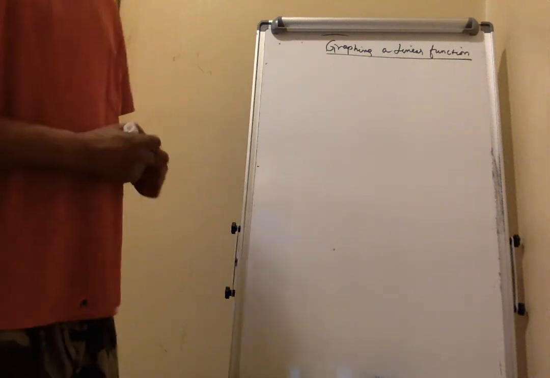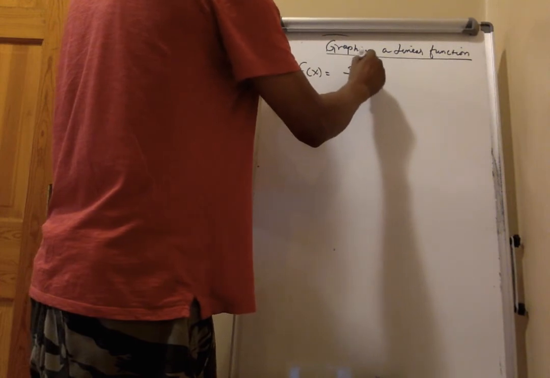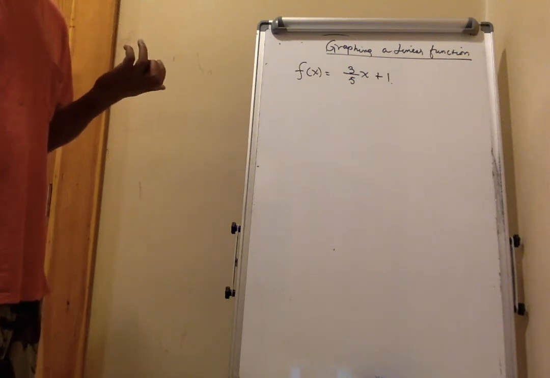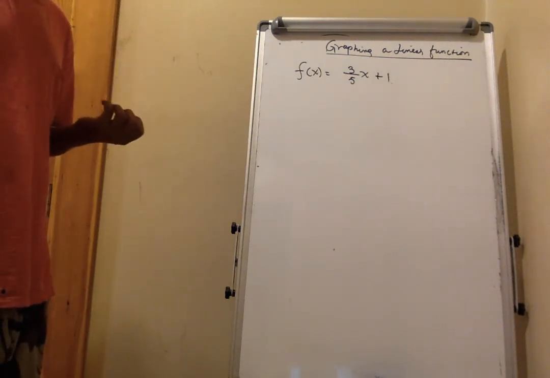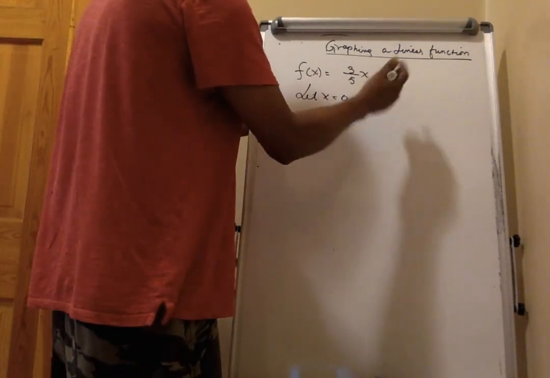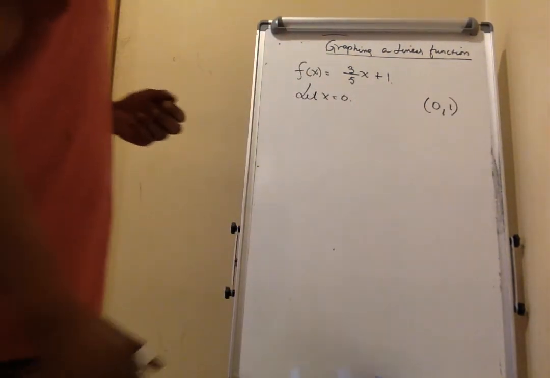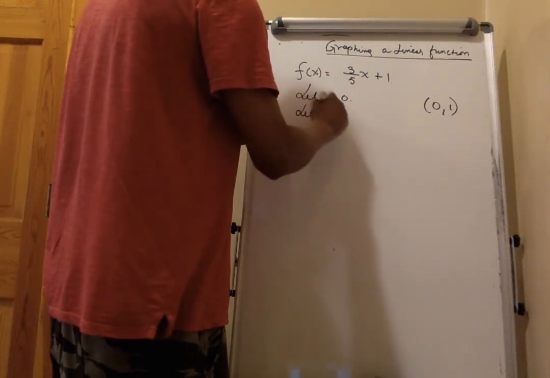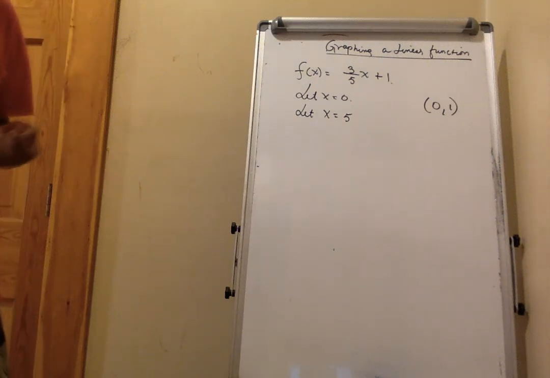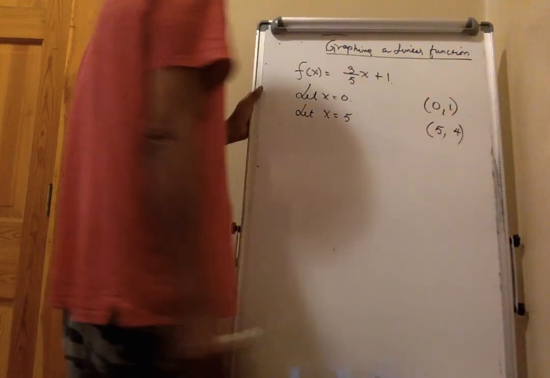Let me do another one. How about f of x is equal to 3 over 5 x plus 1. In this function, we expect a graph that is rising because the slope is positive. But first, let x is equal to 0. Then if x is 0, you have 0 and 1 as your y-intercept. And let x is equal to 5. If x is equal to 5, 3 over 5 times 5 is 3, and 3 plus 1 is 4. Then you have 5 and 4.